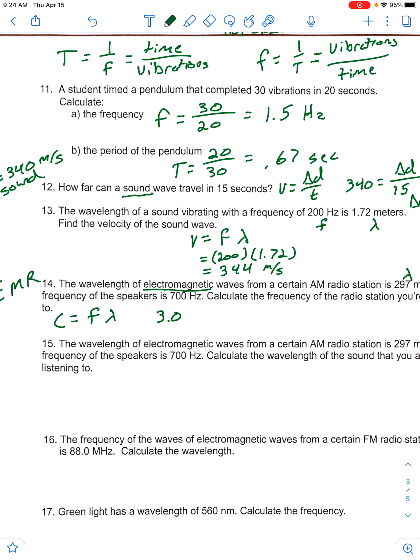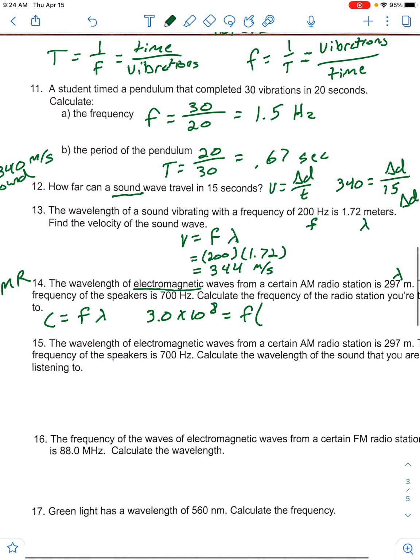So 3.0 times 10 to the 8th equals frequency, which I don't know, so I'm going to leave that as F. My wavelength is 297. I plug that in. It's in meters, so we're good. Now all I do is take 3.0 times 10 to the 8th and divide it by 297.